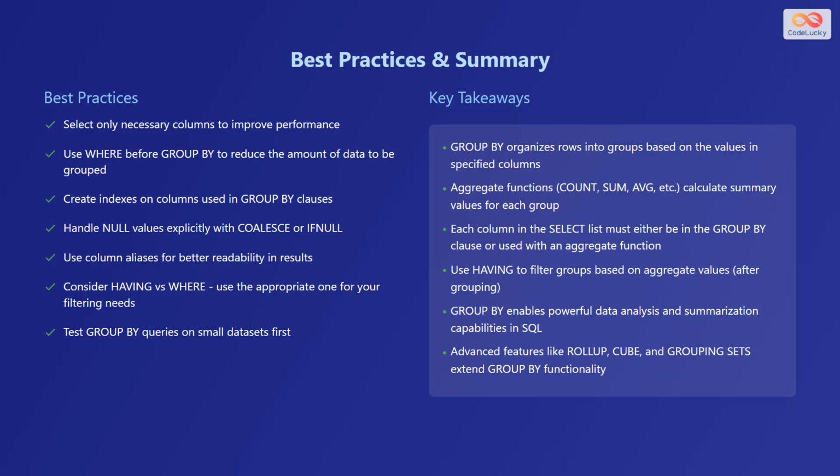Here's a summary of key takeaways. Group by organizes rows into groups based on the values in specified columns. Aggregate functions like count, sum, average, etc. calculate summary values for each group. Each column in the select list must either be in the group by clause or used with an aggregate function. Use having to filter groups based on aggregate values after grouping. Group by enables powerful data analysis and summarization capabilities in SQL. Advanced features like rollup, cube, and grouping sets extend group by functionality.